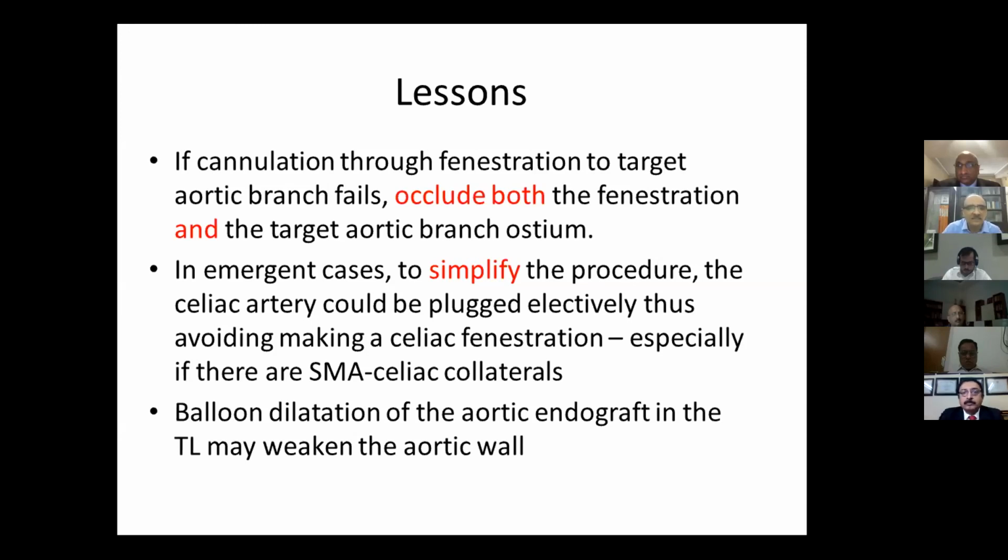And if you have an emergency case like this, you can simplify the procedure by just plugging the celiac artery right in the start and just save the superior mesenteric artery. And the last mistake probably was that we balloon dilated the endograft in the true lumen to expand it. And that can weaken the aortic wall and cause false lumen rupture. But in this case, there was already a contained rupture. So, but this might have added to it.